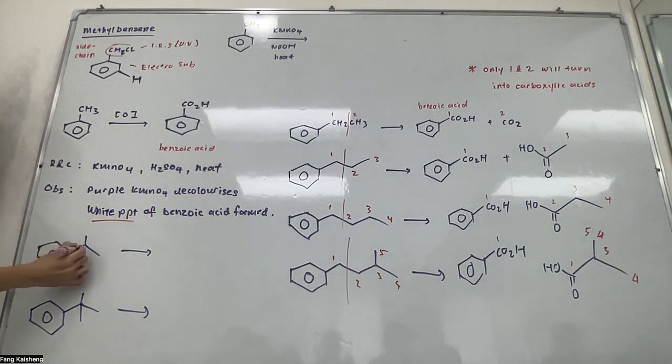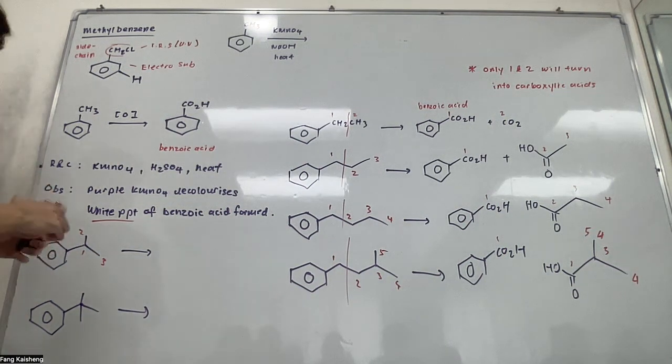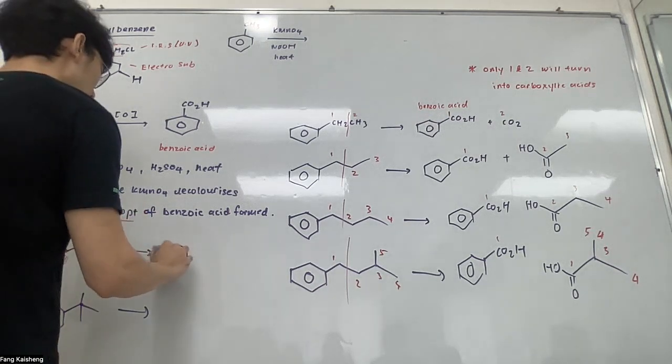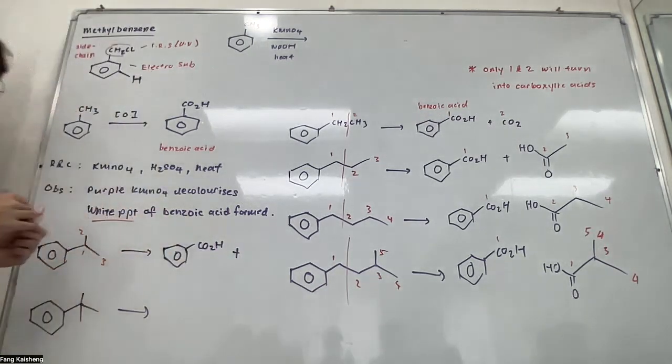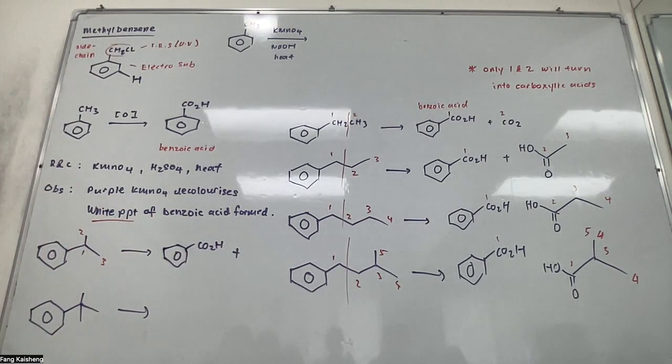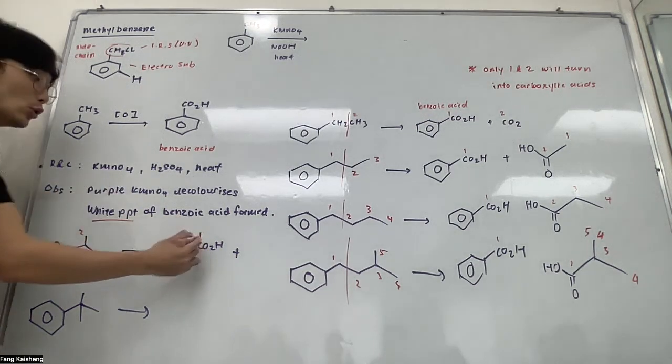Same thing, you must number this as 1 because it's directly bonded to benzene. Then there's 2 and 3. Carbon 1 will become what first? Benzoic acid, same as before. How about carbon 2 and 3? First of all, you must make sure 1 is separated from everything else. You can see from the product, 1 is alone.